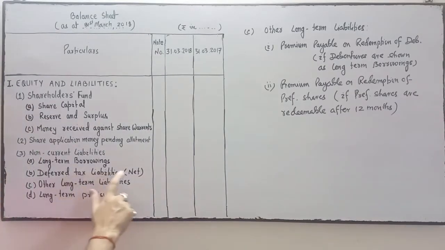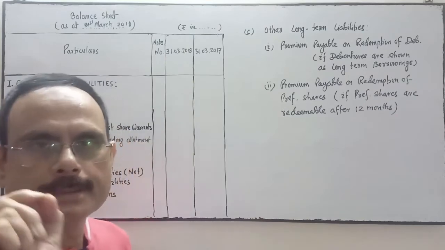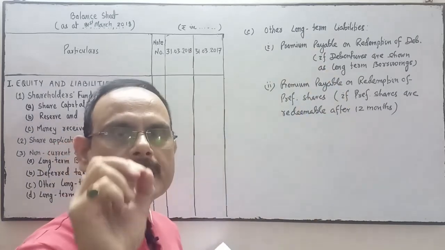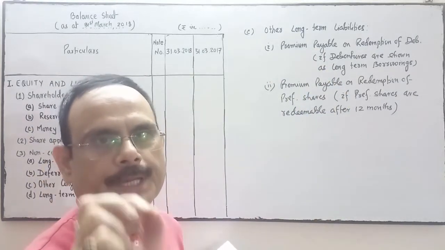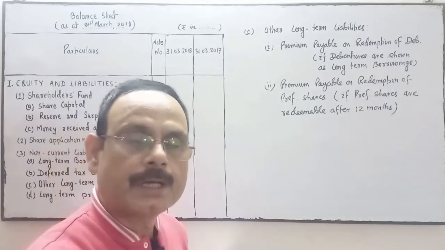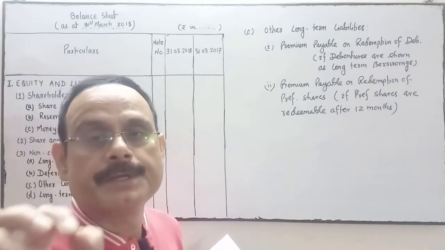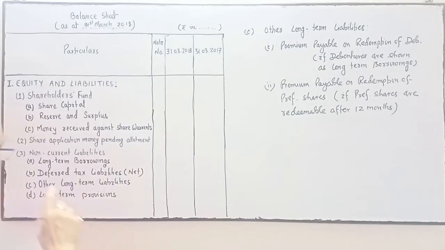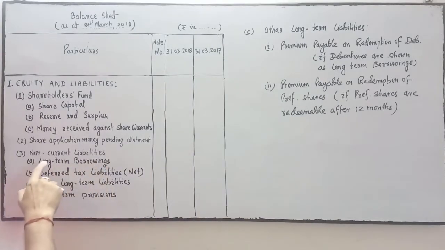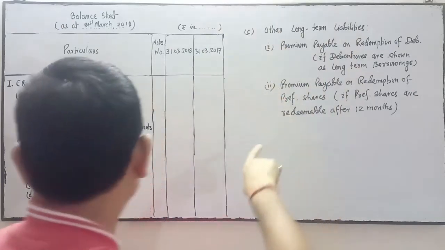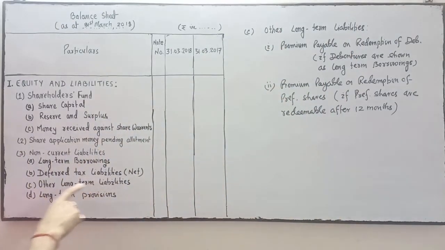After deferred tax liability, the third one is other long-term liabilities. In other long-term liabilities, premium payable on redemption of debenture will come. If the debenture is a long-term debenture, it is shown under the subheading long-term borrowings. Then the premium payable on redemption of debenture will be shown in other long-term liabilities.